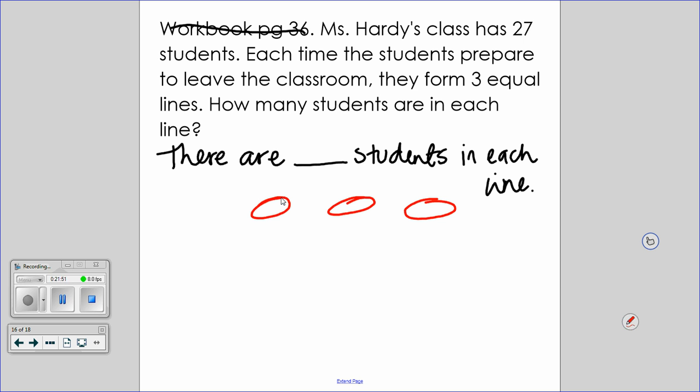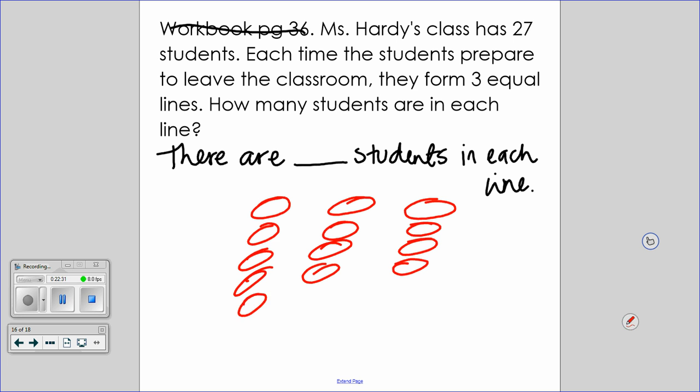Now, I need to arrange the rest of my crazies in lines. Should one line be longer than another line? No. Why? Why should one line not be longer than the other? Jada? Because it won't be equal. Yes. We're all about fairness today in math. Has to be equal groups. So we have 1, 2, 3, 4, 5, 6, 7, 8, 13.